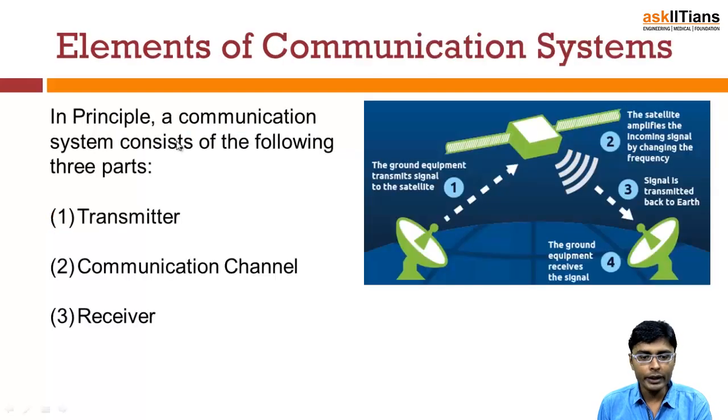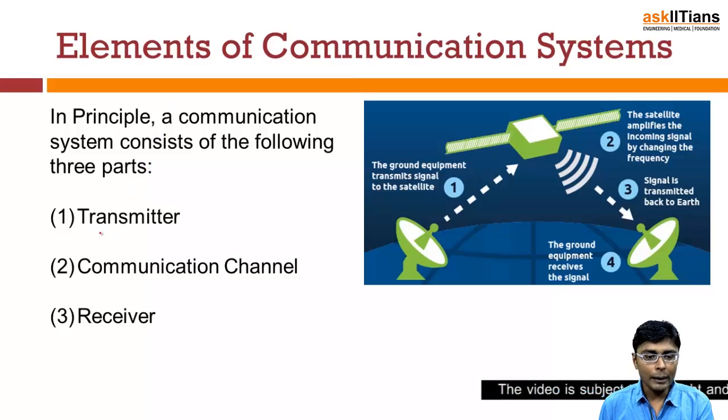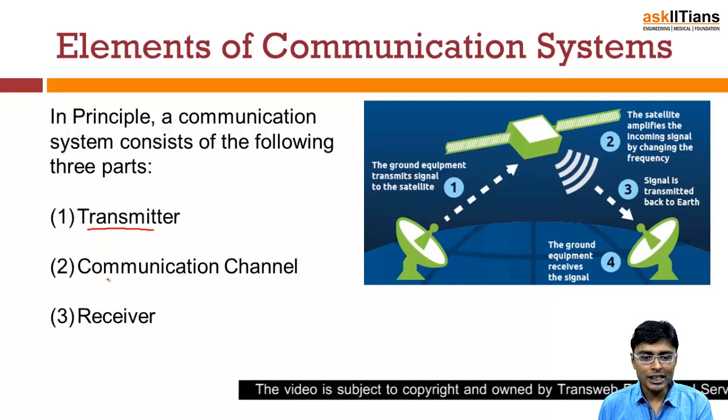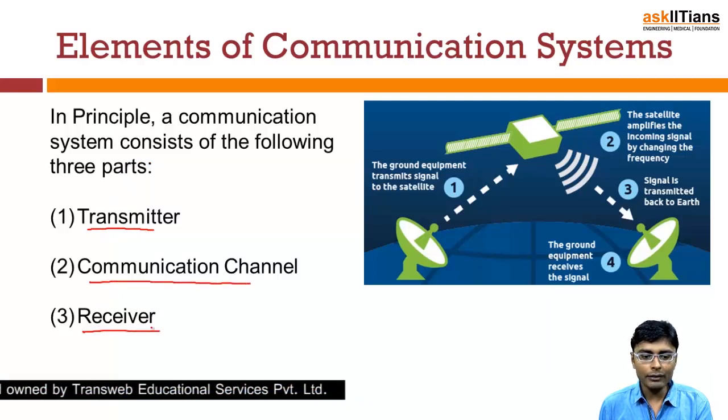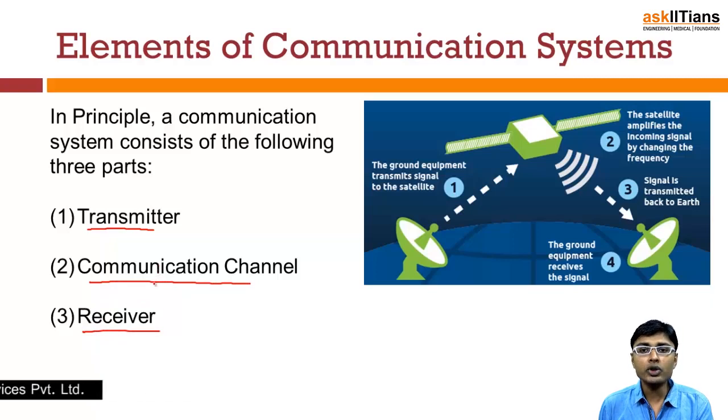Whenever we talk about communication systems, we see that they basically consist of three main important elements. One is the transmitter, another is the communication channel, and the third is the receiver. These are the three most important elements of a communication system. Without any one of these three, communication cannot be possible.